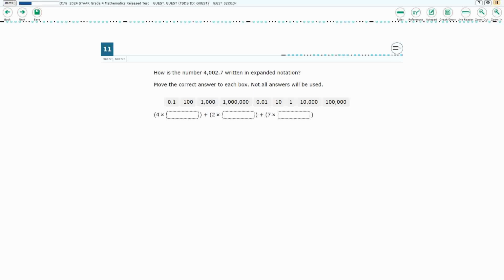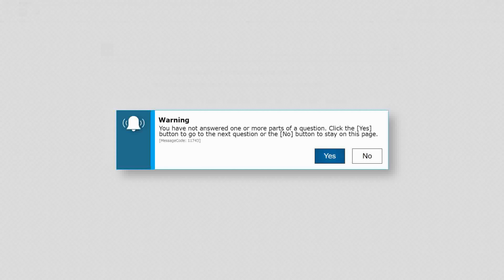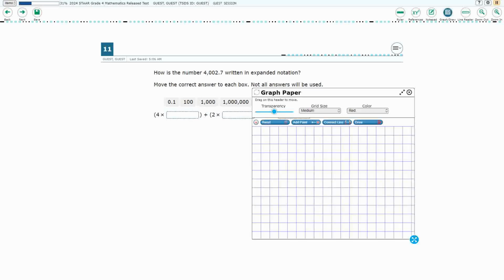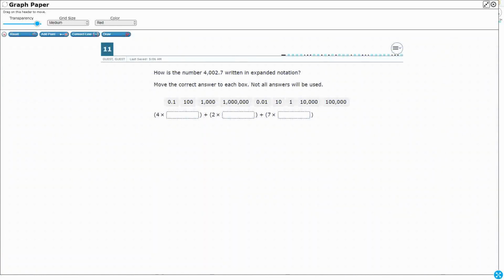All right, so drag and drop, we've got a lot of different possible answers here. It says not all answers will be used. This is a 2-point problem. And if you notice, I can actually use an answer more than once if I really wanted to. And if I try to answer with just two different responses, it will give me a warning. It says you have not answered everything. So we want to make sure we answer all three of these.